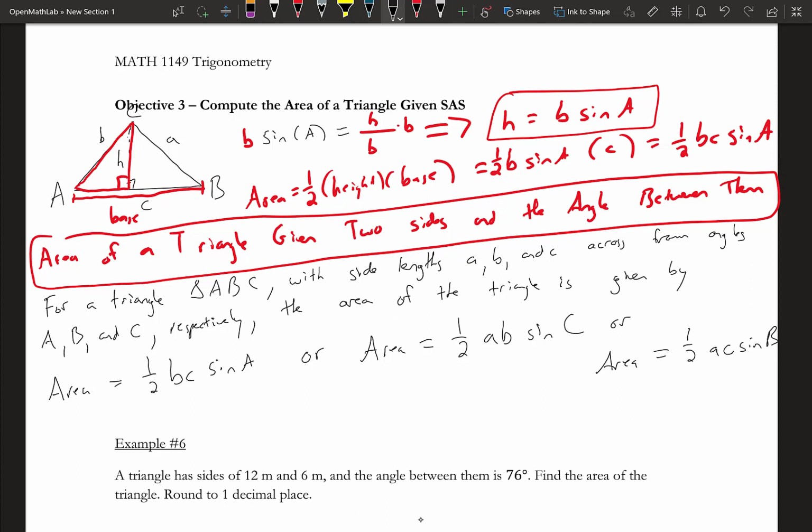So in other words, if you notice, to find the area of the triangle, you're just going to take 1/2 times the product of two sides, and then times sine of the angle that's between them, right? And that's going to be the other letter, the missing letter, if you will.